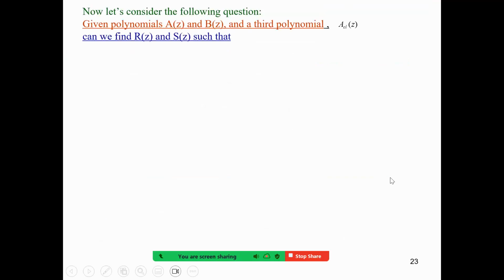Okay, now it's time to consider a general question, because that one is just to give you a sense of how the problem can be solved, but that is just for a particular example, the double integrator. But how about for the general form? So here we have to consider a more general mathematical question. Given any polynomials A and B, and a third polynomial, the closed loop polynomial A_CL, can we find R and S from the feedback controller such that AR plus BS equals the closed loop polynomial A_CL?